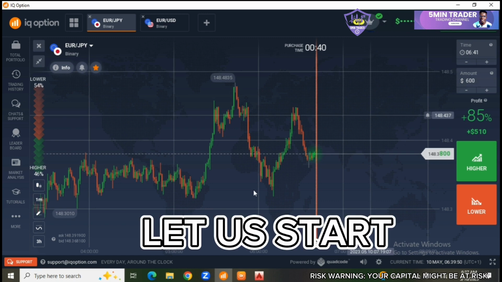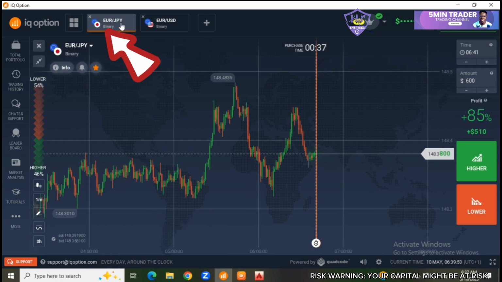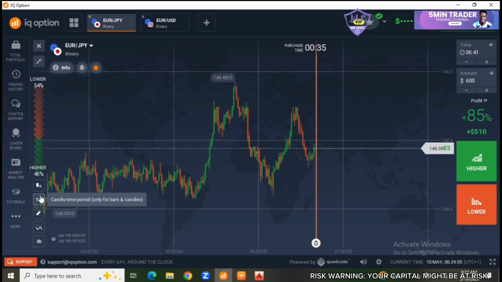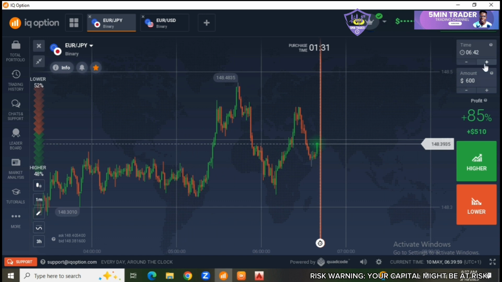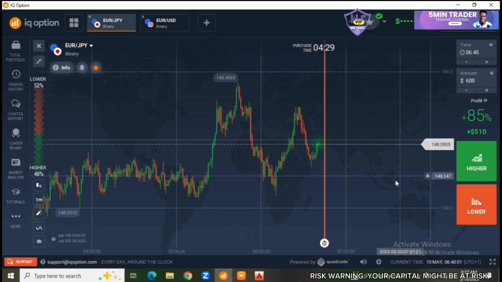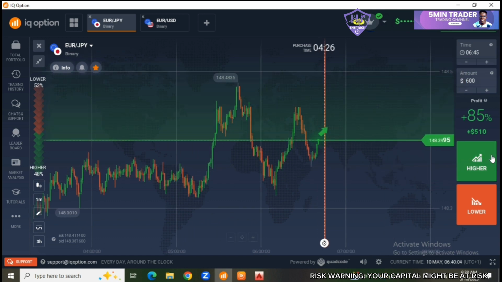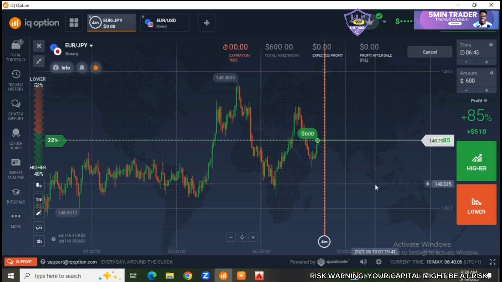Now the first thing is we are going to try to analyze the chart. You can see this is the EUR/JPY currency pair, and this is the 1 minute candle time frame, and we are going to place our trade for 5 minutes. I think we should have already placed the trade, and I will explain why I have placed this trade. Don't worry about that.